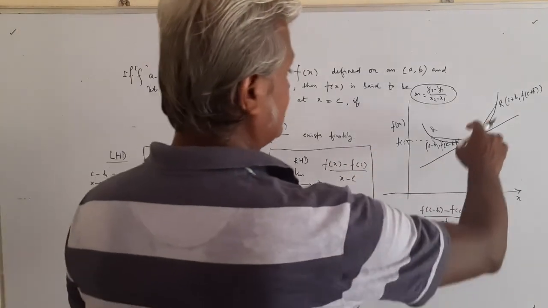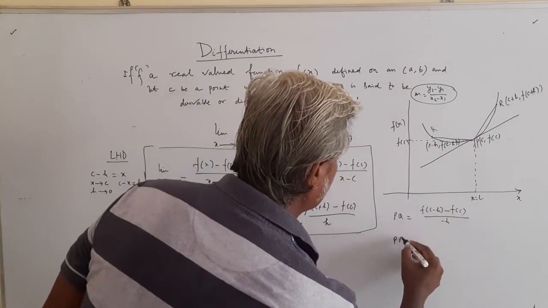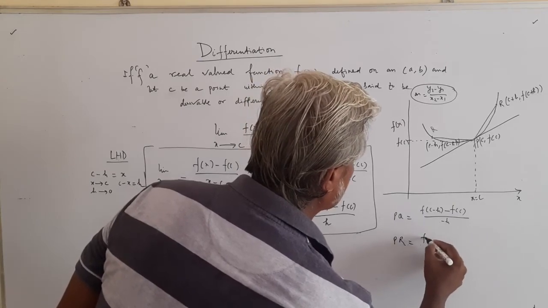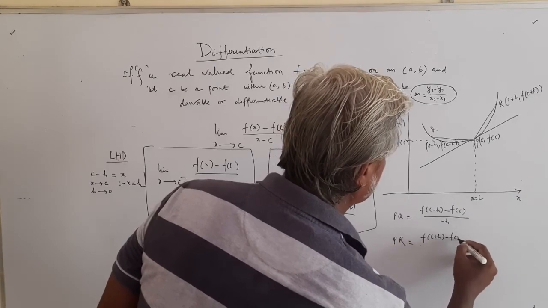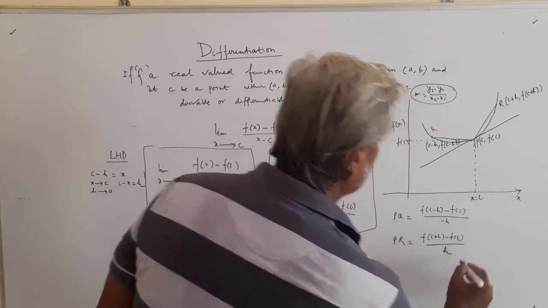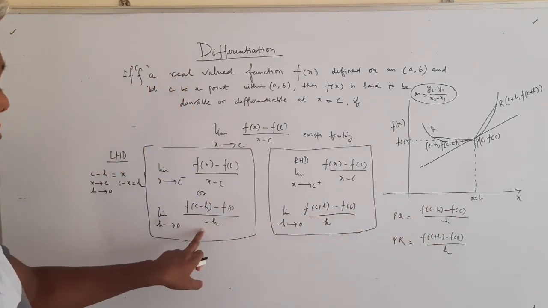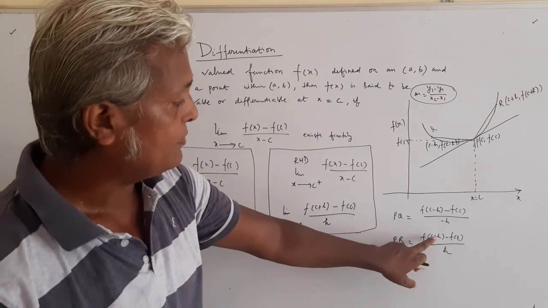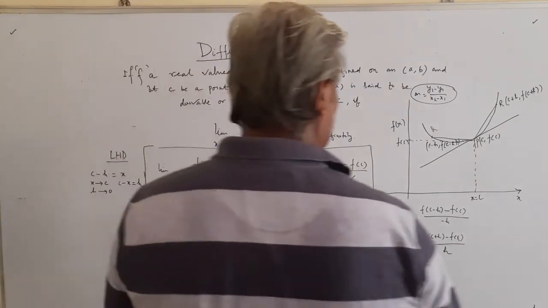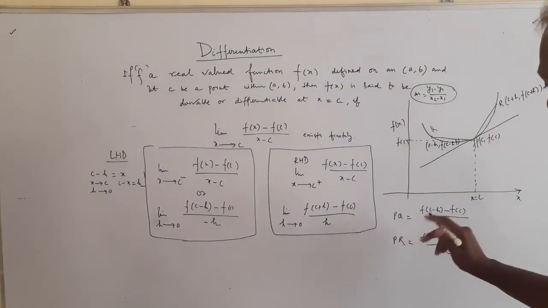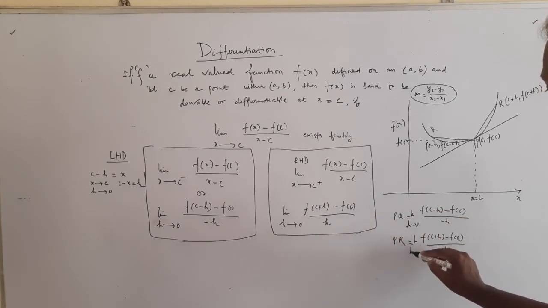In the same way, to find the slope of the chord PR, I use the same formula: f(c plus h) minus f(c) over h. Now you see, f(c minus h) minus f(c) over minus h is this value, and f(c plus h) minus f(c) over h is this value. Now if I take the limiting value for these two, the limit as h tends to 0, I write limit h tends to 0 here, and here also limit h tends to 0.